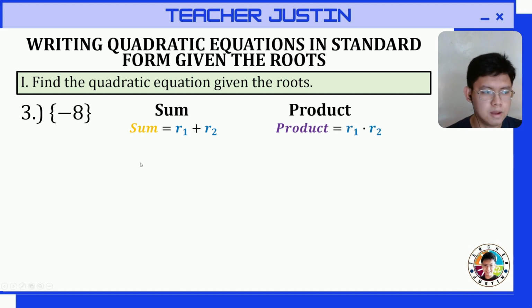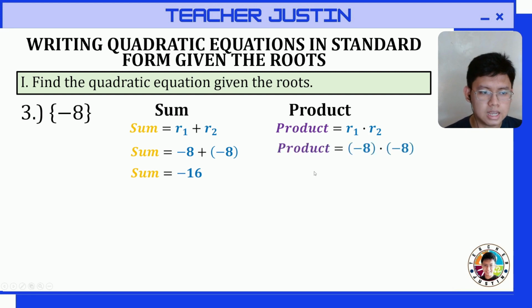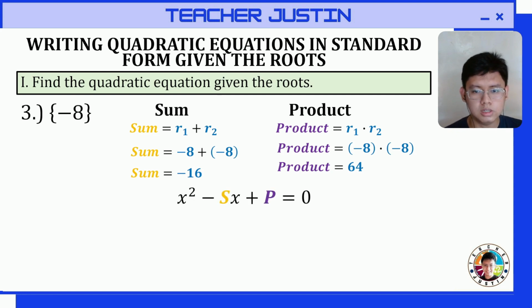So, let's get the sum. The sum will be negative 8 plus negative 8. That will give us negative 16. Now, yung product naman, let's multiply negative 8 by negative 8. That will give us positive 64. Now, since nakuha na natin yung ating sum and product, we can now use the formula x squared minus sx plus p is equal to 0 in writing our quadratic equation.